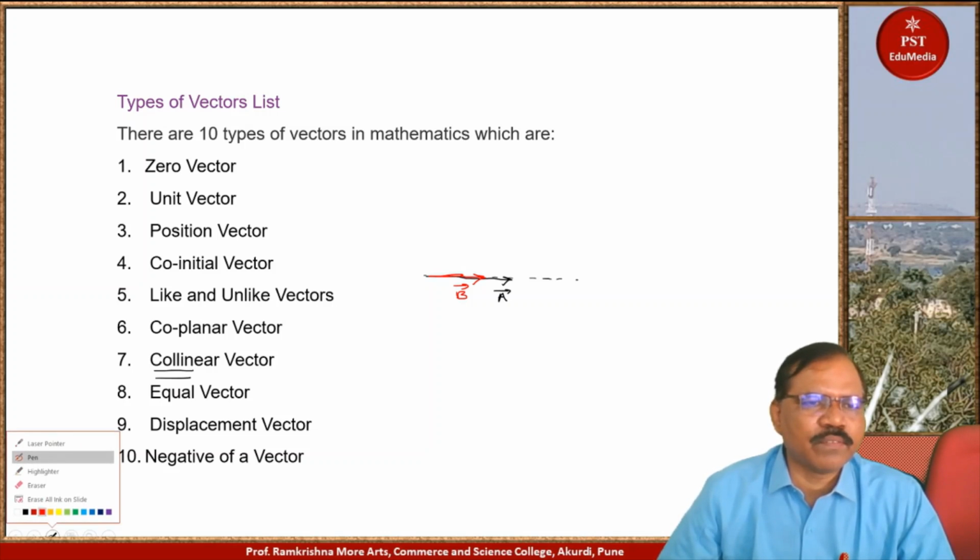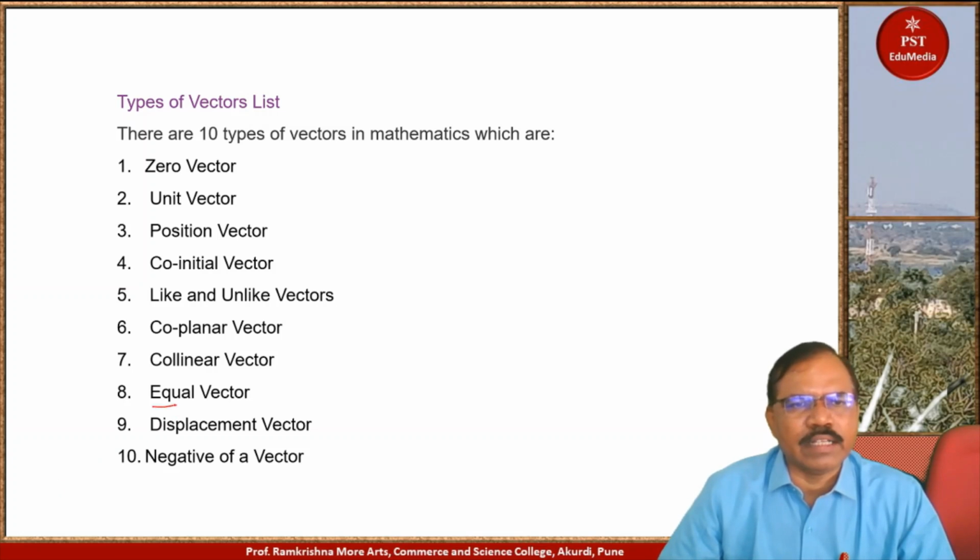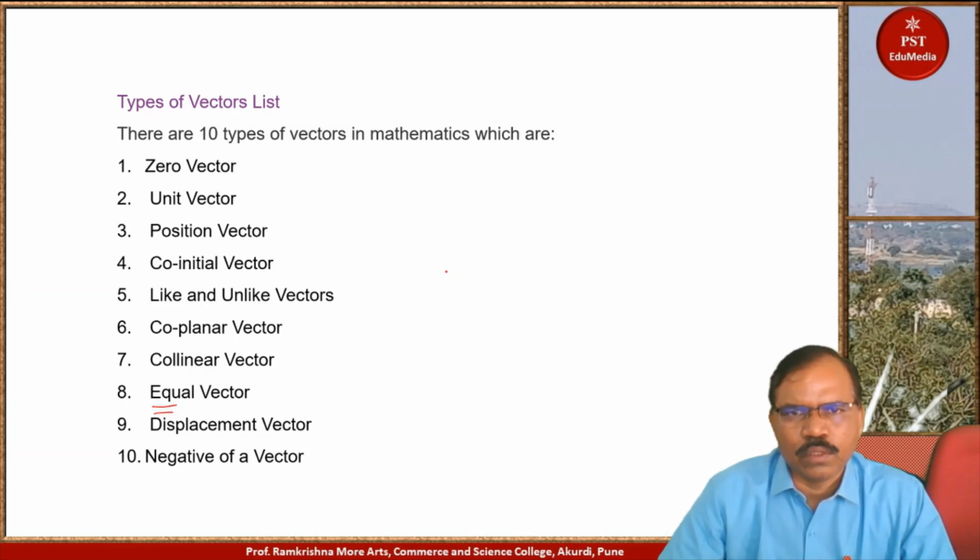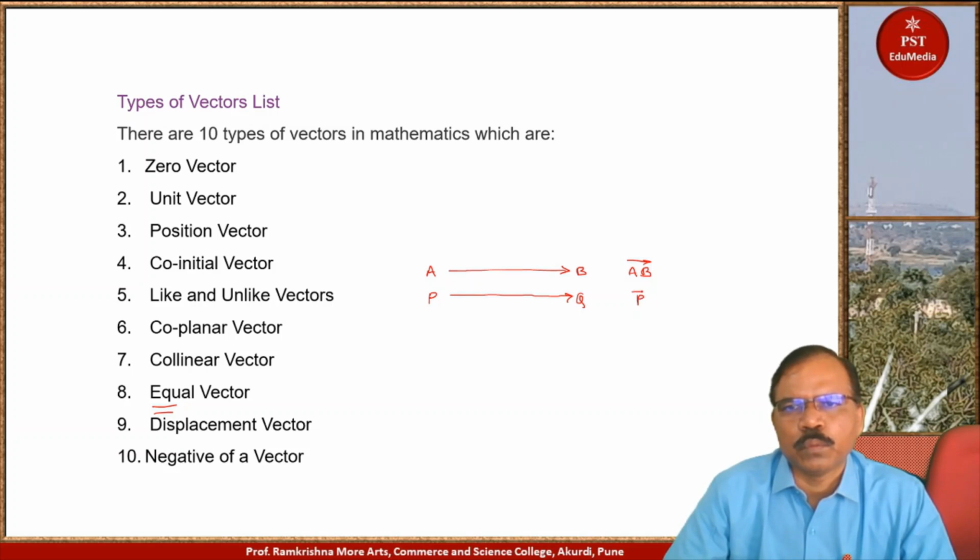Now next one is equal vectors. What is the meaning of equal vectors? So suppose I will take first vector from A to B, that is vector AB, and suppose we take another vector PQ vector.